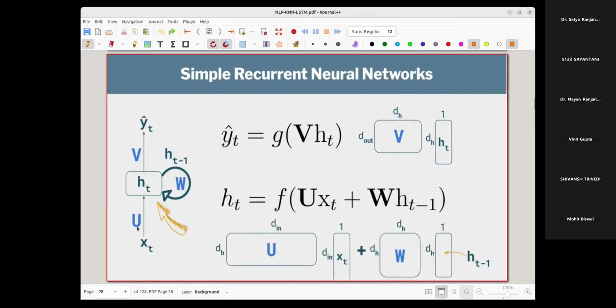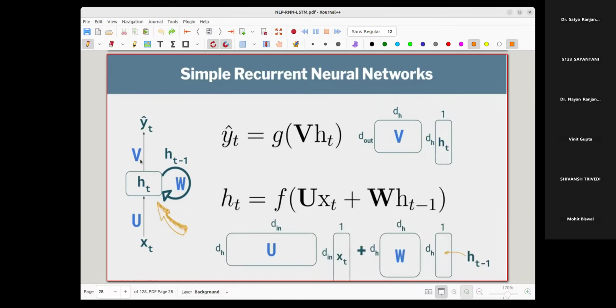Okay, now here, what are the parameters? Parameters or weights are nothing but U, V and W. U is between XT and ST. W is between HT and ST minus 1, means previous hidden state and hidden state. And between hidden state and output state, V is the vector or V is the matrix.